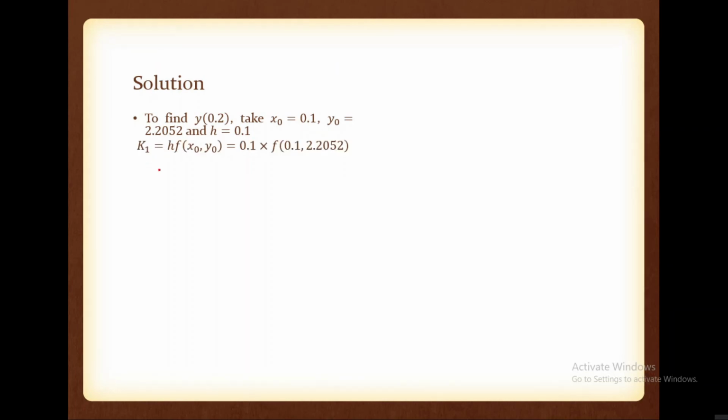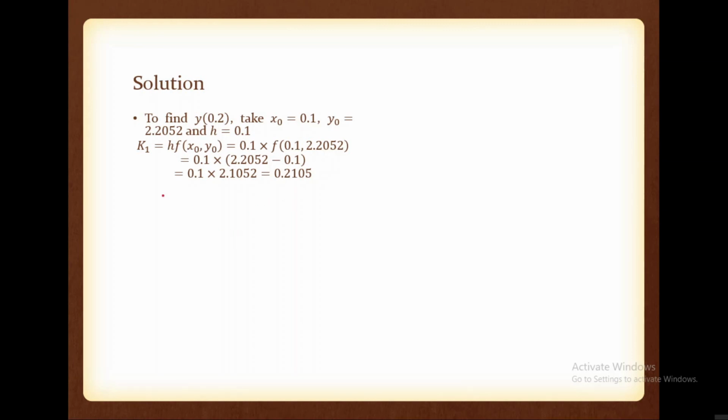So here first find k1. k1 is equal to h into f of x0 comma y0, that is 0.1 into f of 0.1 comma 2.2052. So that is equal to 0.1 into 2.2052 minus 0.1, that is 0.1 into 2.1052, that is equal to 0.2105. So k1 is equal to 0.2105.